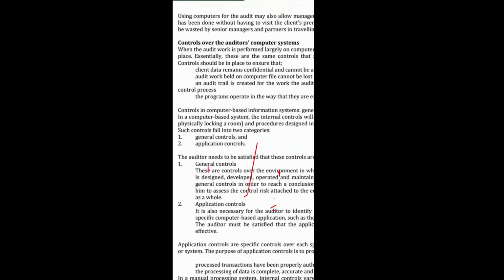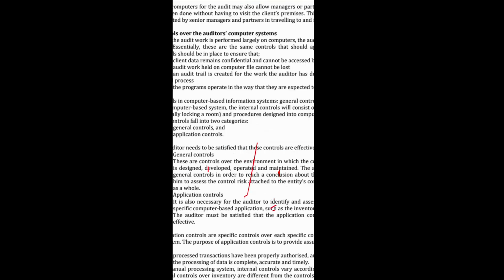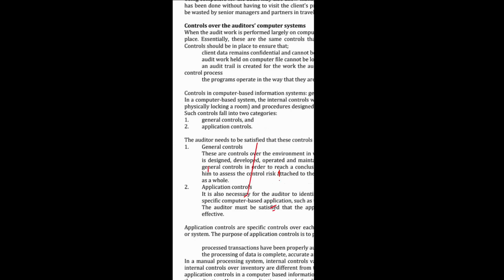Two, they must save information in a secondary offsite location, so that in case the laptop crashes, client information will not be lost. Three, an audit trail is also created for the work the auditor has done. What that implies is that for every transaction you do on the client engagement, there is a back end that tracks it. And that back end that tracks it on the laptop is called the audit trail.